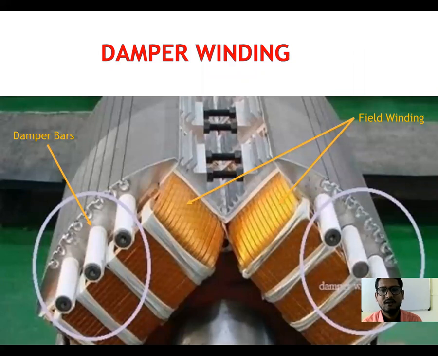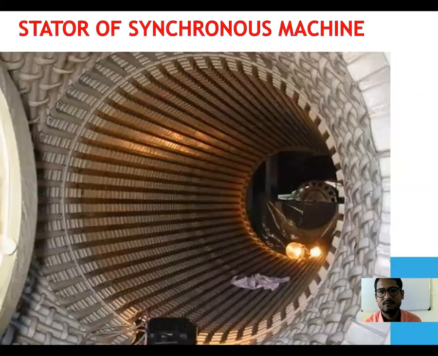In the case of a salient pole type of rotor, damping bars are used. These damping bars are made up of aluminium material. This is the synchronous machine.